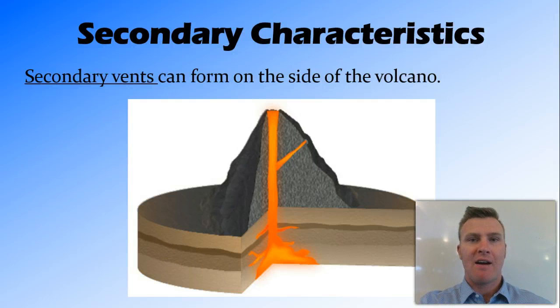Some of the secondary characteristics of volcanoes. Secondary vents. So you have the main vent that goes from the magma chamber at the bottom up to the top of the volcano. Sometimes you'll get a secondary vent form off to the side, and this just releases the pressure so that the magma lava can get out of the volcano at another point, and this again can change the shape of a volcano.